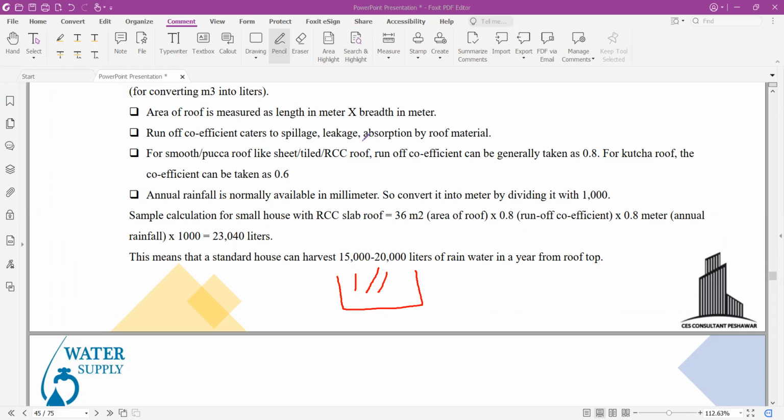Mostly in the northern areas, in Swat areas, they are providing a gravity system.